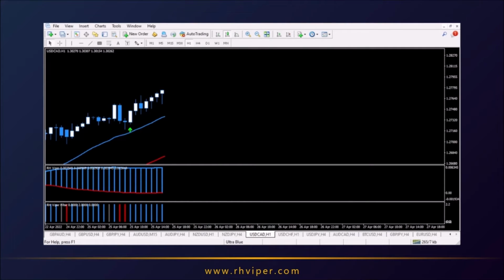This is the 1 hour time frame, and right now we've got an opportunity potentially to go long. We've got the price above the moving averages. The price is above the blue moving average, which is above the red moving average. So we've got that uptrend here.